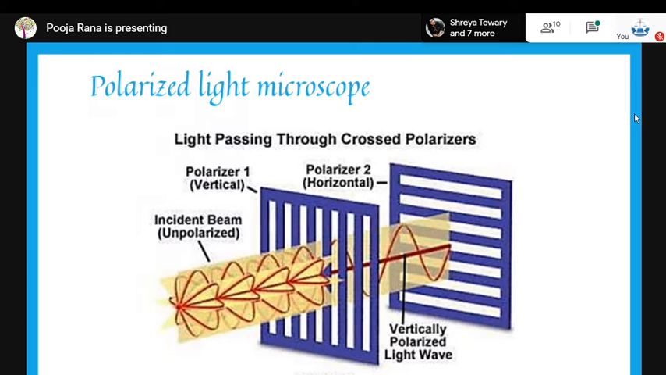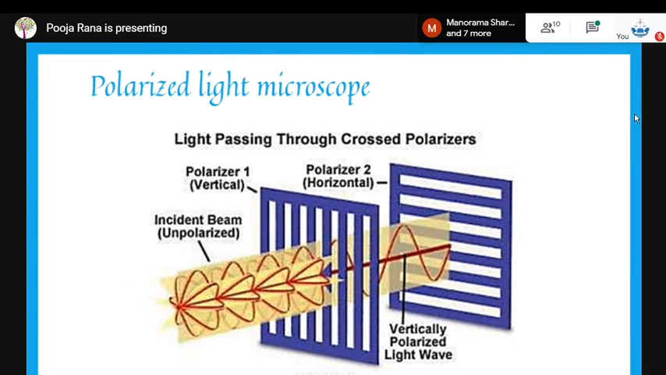All right, now the next polarizer is placed somewhere between the eyepiece and the objective. It would be converting this y-axis light wave into an x-axis light wave. All right, and then it would be reaching your eyes.